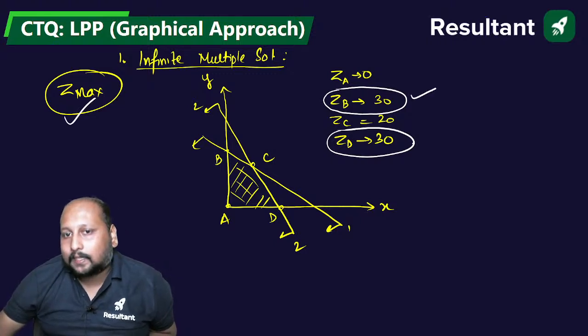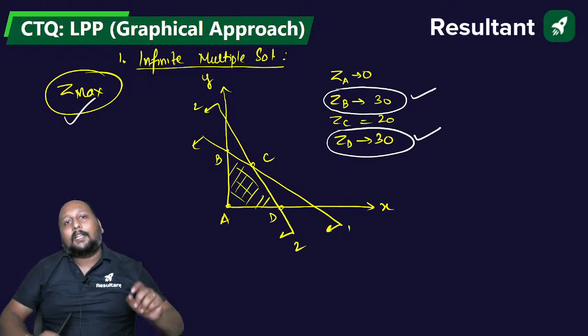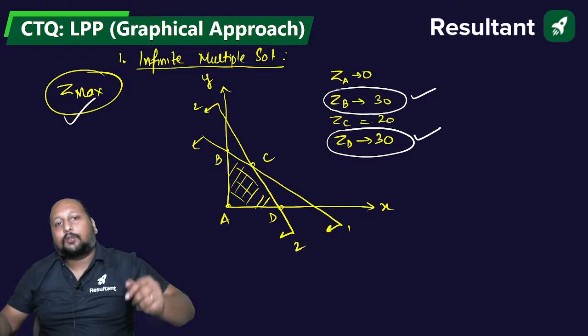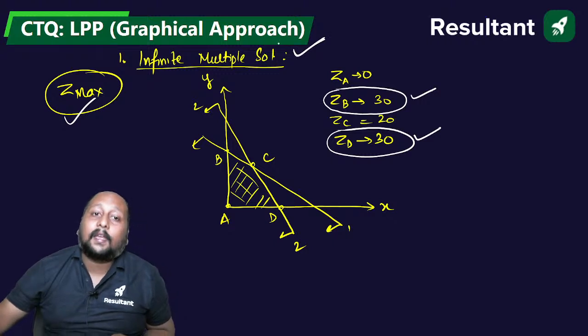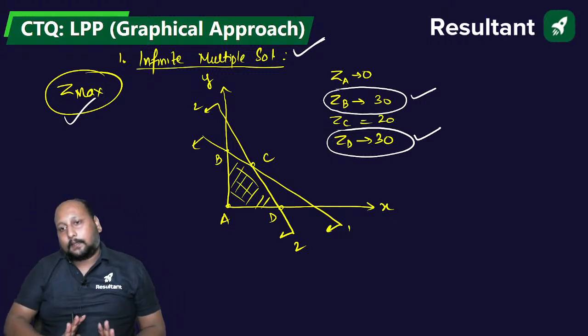So I am getting the maximum value at two different points. This kind of solution, where you are getting the optimal values at more than one solution, we call an infinite multiple solution or alternate solutions.